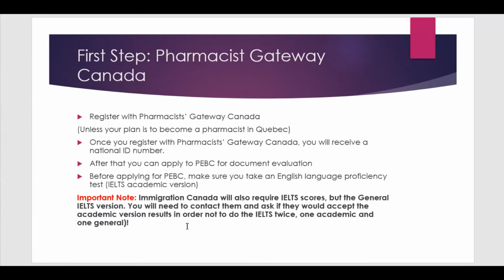So talk to Immigration Canada and email them, I prefer emailing to calling. Email them and say, hey, I am a pharmacist, I'm applying to register as a pharmacist, and I'm also immigrating to Canada. This is the situation, and I don't want to take two exams. Would you accept the academic IELTS results instead of the general IELTS?